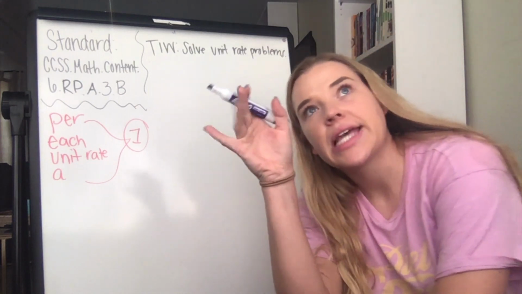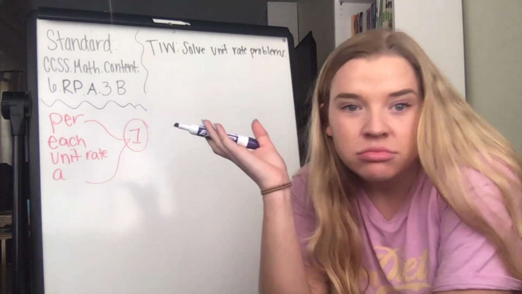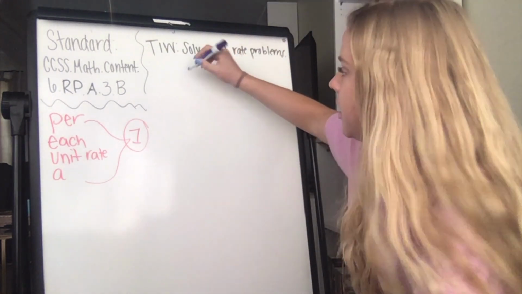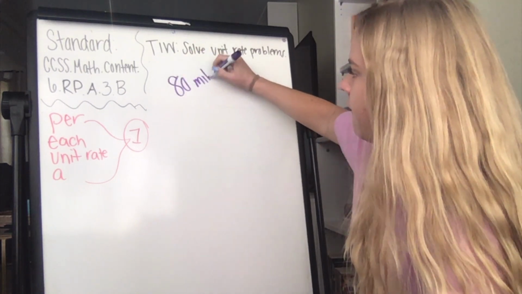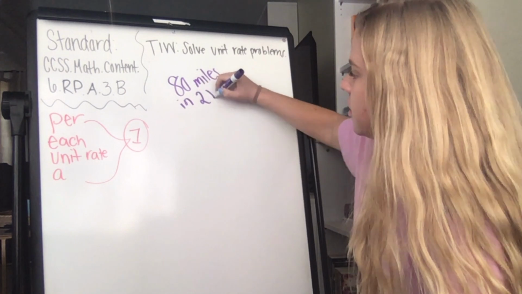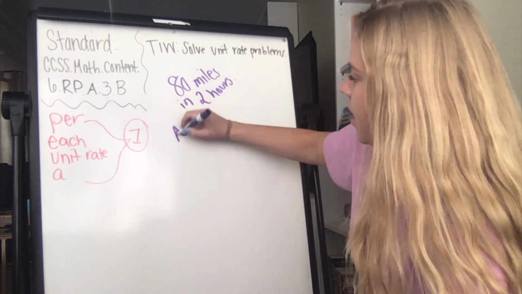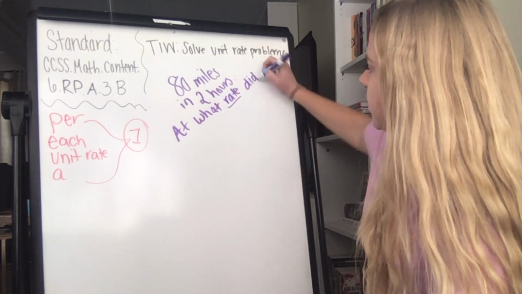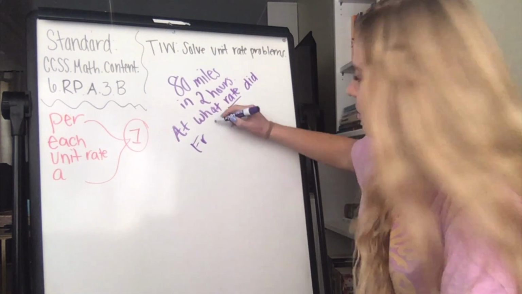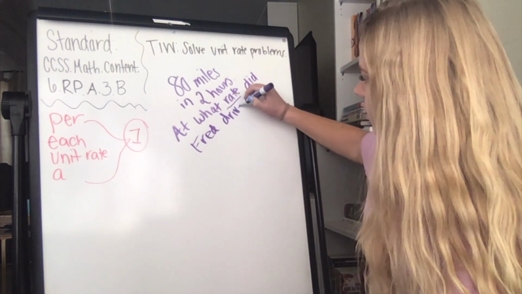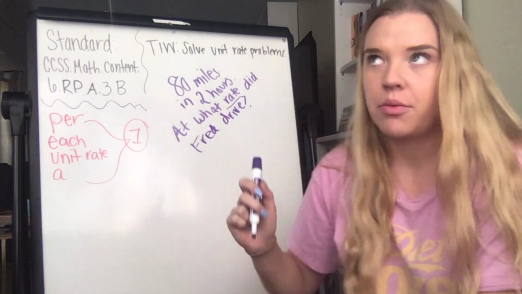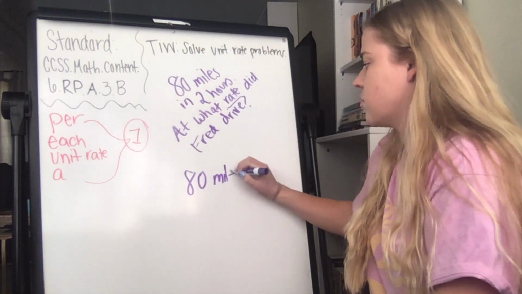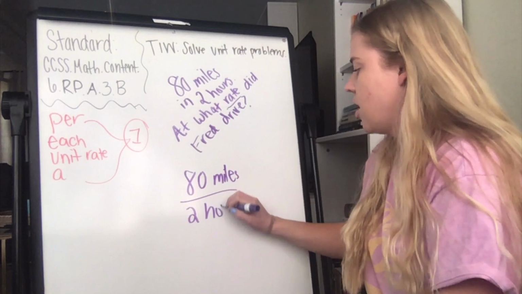Okay, another problem you might see: Fred drove 80 miles in 2 hours. At what rate did Fred drive? Okay, so they gave us our ratio, our relationship, right away. So he drove 80 miles in 2 hours, correct?